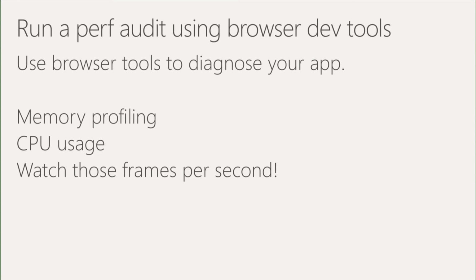I'll also say it's a good idea to run a performance audit of your own app using browser developer tools. So you want to use these tools to help diagnose your app. You can look at things like your memory usage, CPU usage, and even monitor frames per second. So if you weren't familiar with that, let me show you real quick, for example, how you would look at something like frames per second. Let me bring up this guy over here.